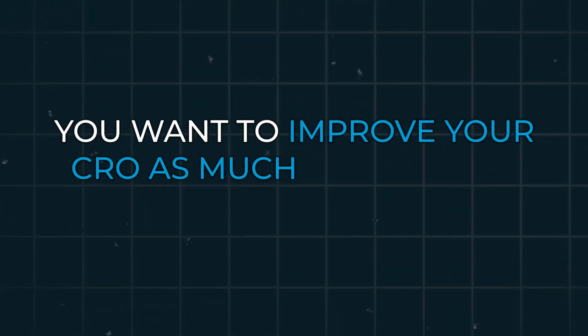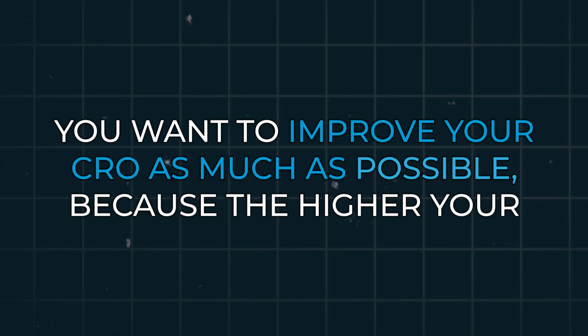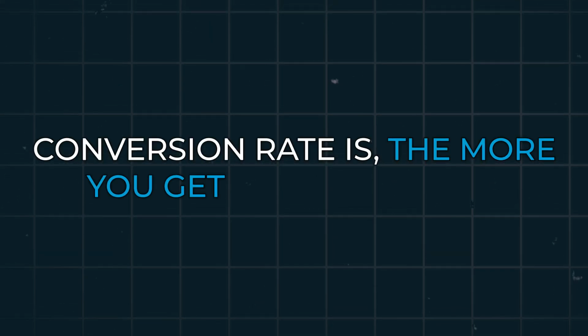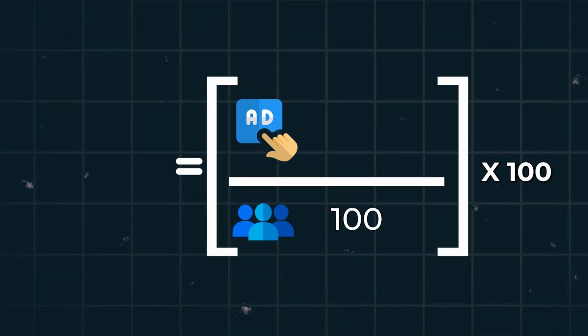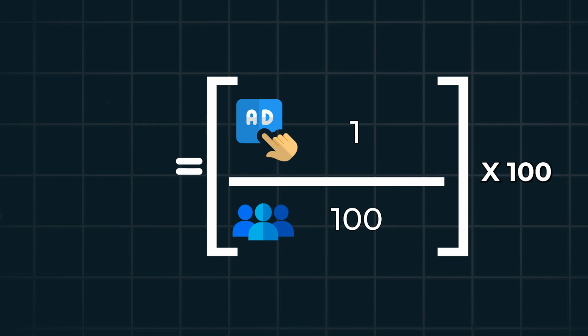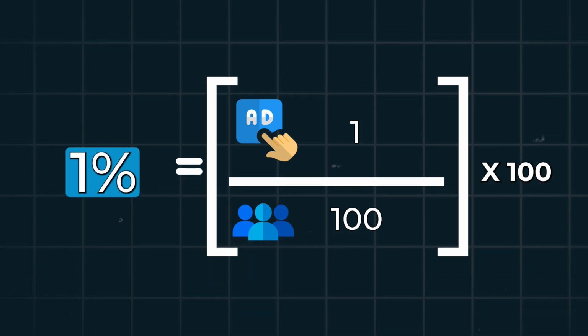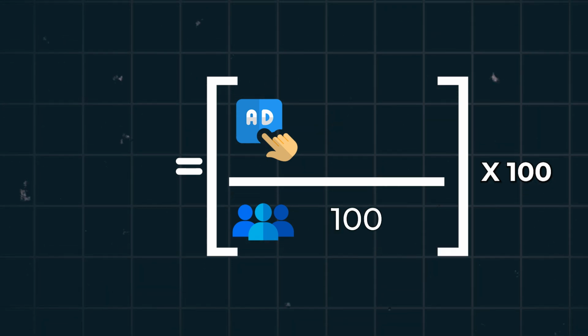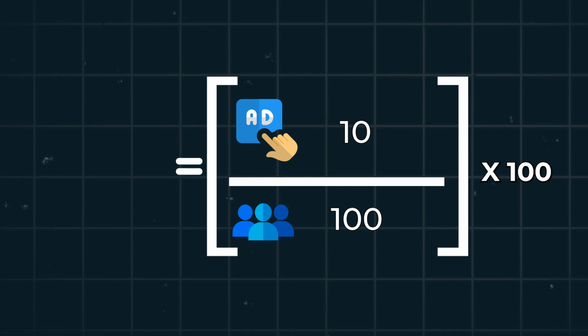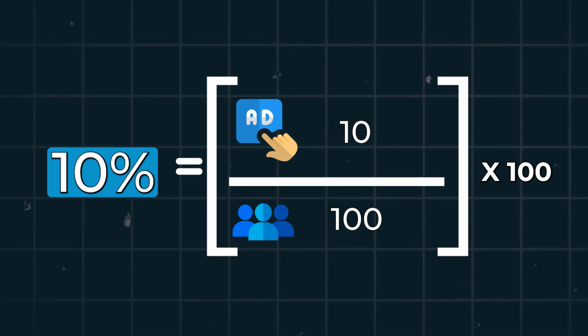But ultimately, you want to improve your CRO as much as possible because the higher your conversion rate is, the more you get for less work. For instance, if you send 100 people to your website and only one person converts, then that's a 1% conversion rate. But if you sent those same 100 people to your website and 10 converted, then that's a 10% conversion rate. You didn't have to send any more people to your website or spend more ad dollars driving more traffic to get more customers. You just optimized the landing page that the traffic was being sent to.